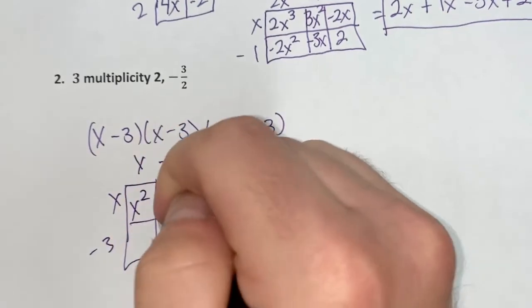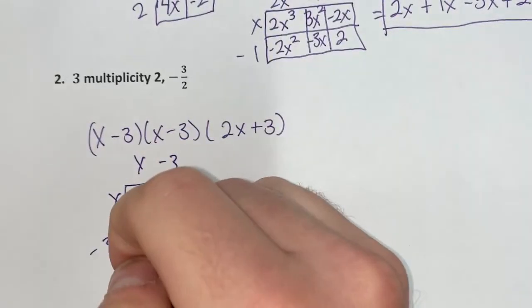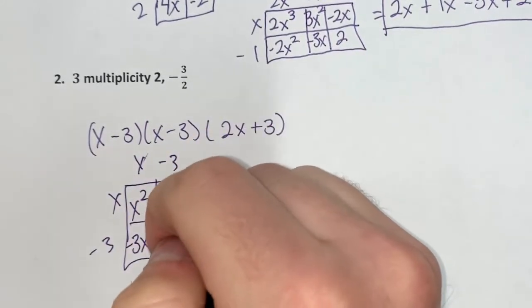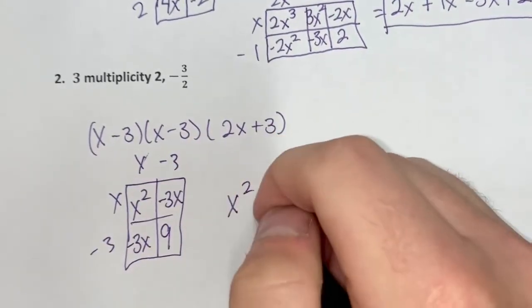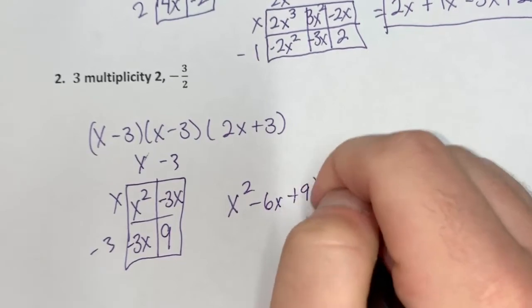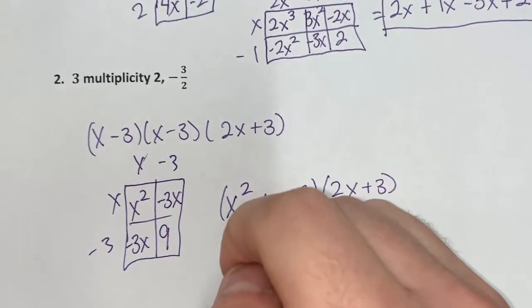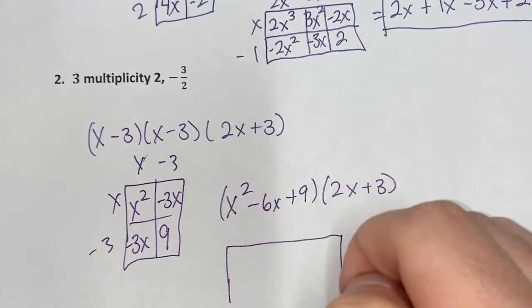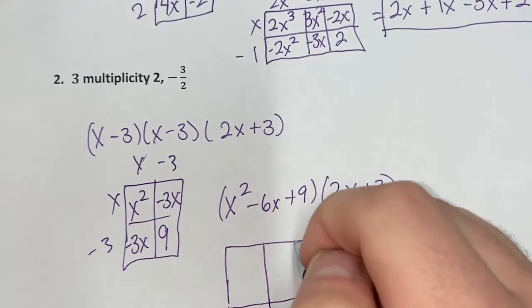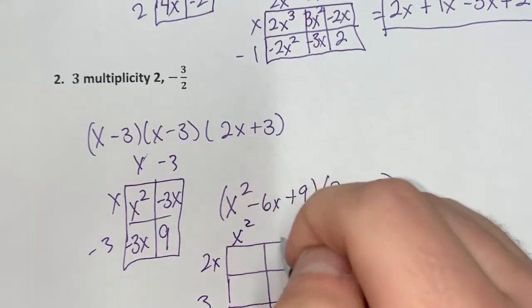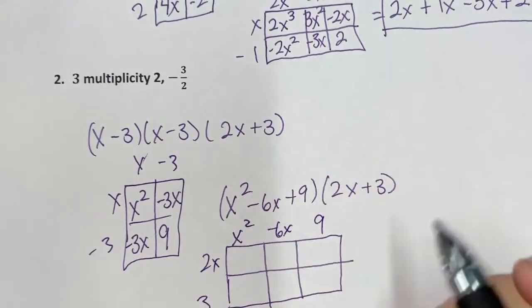x times x is x squared. x times negative 3 is negative 3x. Negative 3 times x is negative 3x. And negative 3 times negative 3 is 9. We combine like terms. We get x squared minus 6x plus 9. And we're going to multiply that by 2x plus 3. We can also draw a box for that. 2x plus 3, x squared minus 6x plus 9.